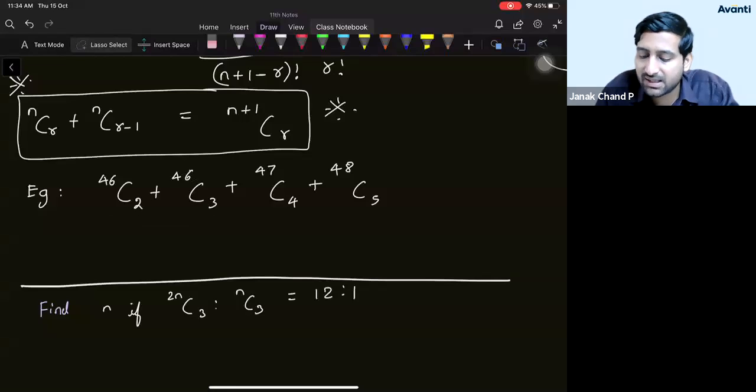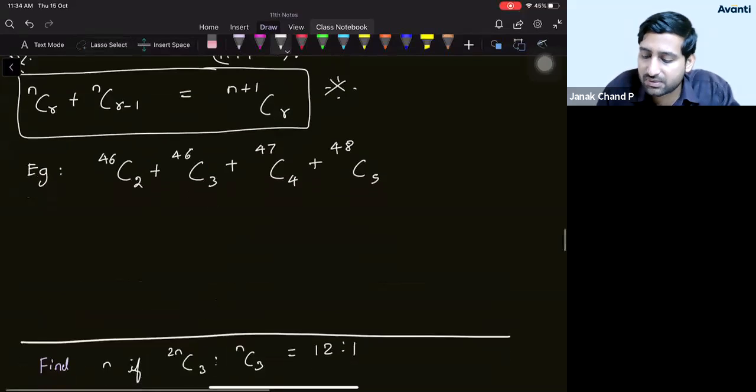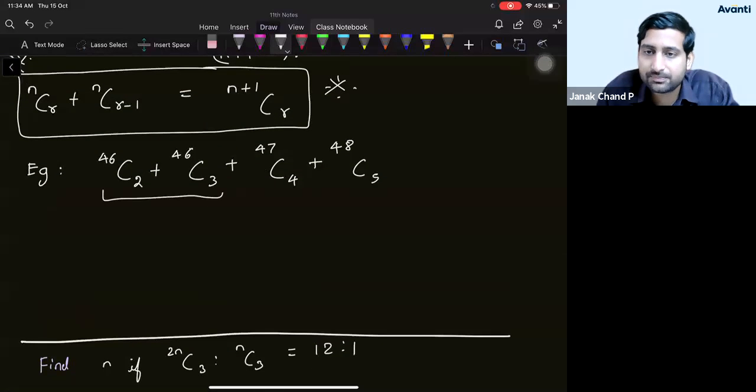So this term is exactly matching with the LHS. These two are the same, and these two have a difference of 1. So we can use this formula, students, and add these two. The answer is that the upper value increases by 1, to 47, and in the lower, whichever is bigger, I will retain that. So I'll be writing here 3.